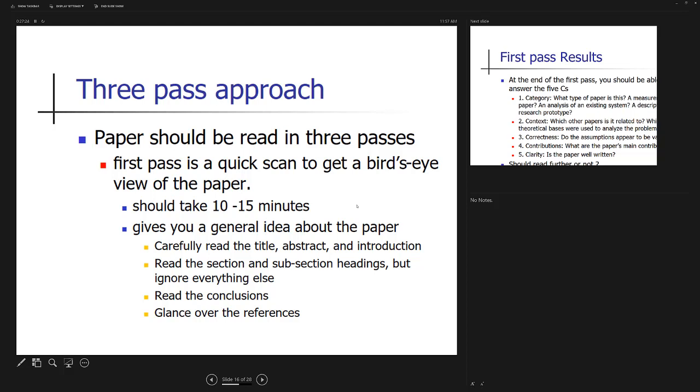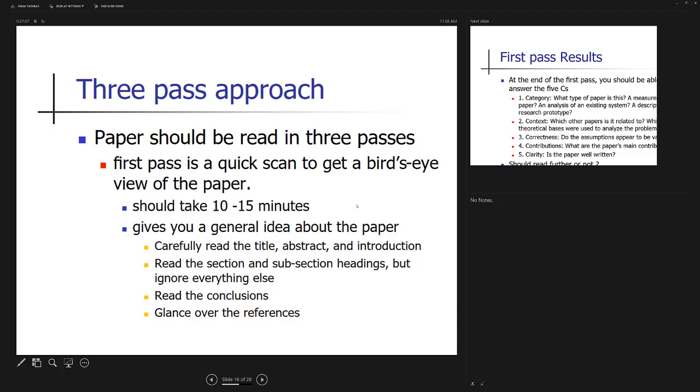Or they say, for example, traces or the data set. So just by reading the heading, you will come to know that this paper has used some trace, some data set. So it might be of use to me as well. Just by reading this, you may find this information. Okay? Read the section and subsection headings but ignore everything else. Do not go into the details.